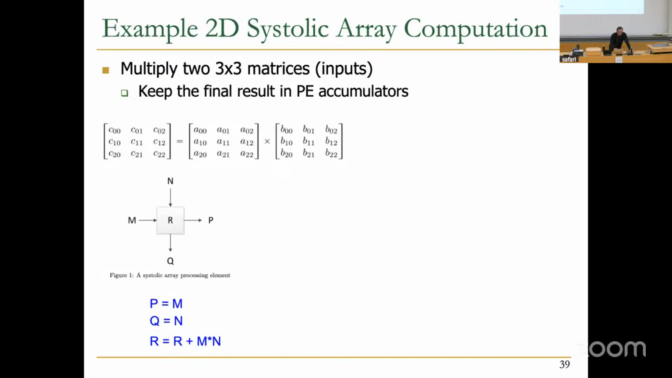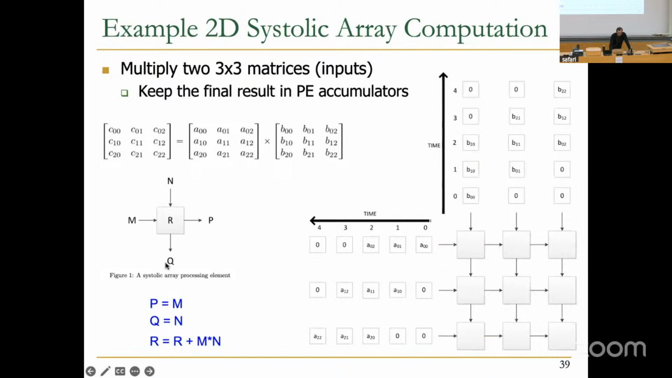We're going to use this processing element. Essentially, R is the result that we're going to accumulate. And this is, again, a multiply and accumulate. You basically multiply M and N and add it to R. Initially, R will be 0. And P will be passing M from left to right, and Q will be passing N from top to bottom. And this is a systolic array that does this computation, assuming these processing elements. So it's a 3x3 matrix at the end, and the results will be stored in R of each element.